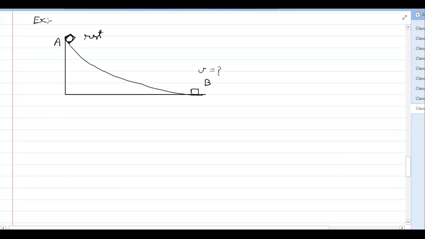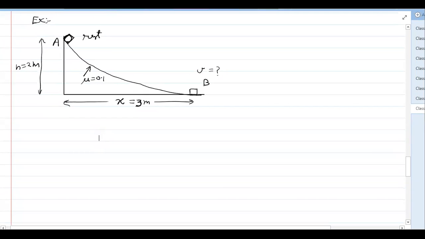And what are the things given? So the given things are mu is 0.1, and the height is given, suppose 2 meter. Okay, so the mu is 0.1 and height is 2 meter, and this horizontal distance is also given. Consider it 3 meter, not 1 meter. This is 2 meter, this is 3 meter, and mu is 0.1. We have to find the velocity of the object when it reaches point B.